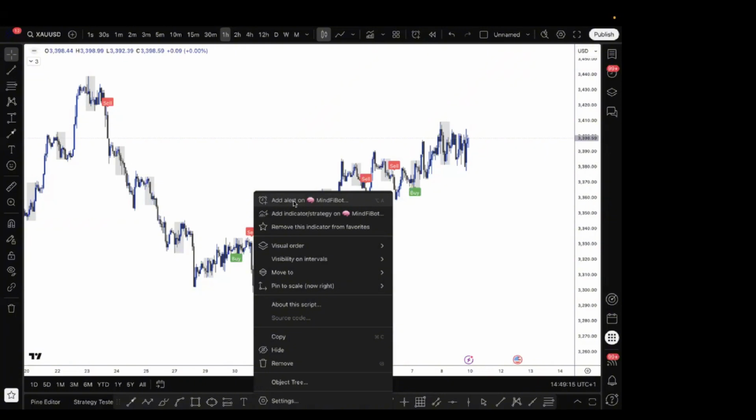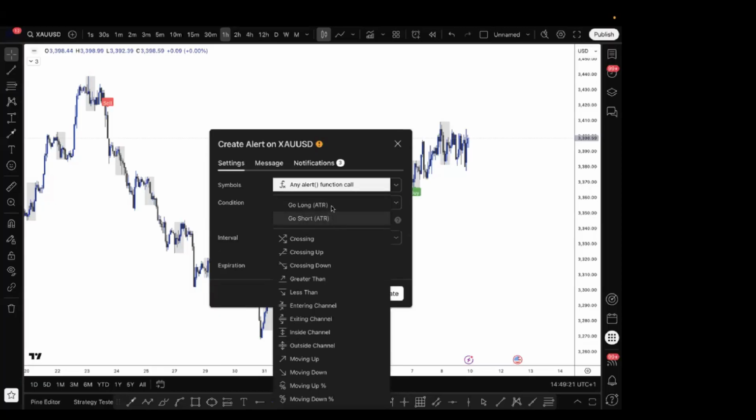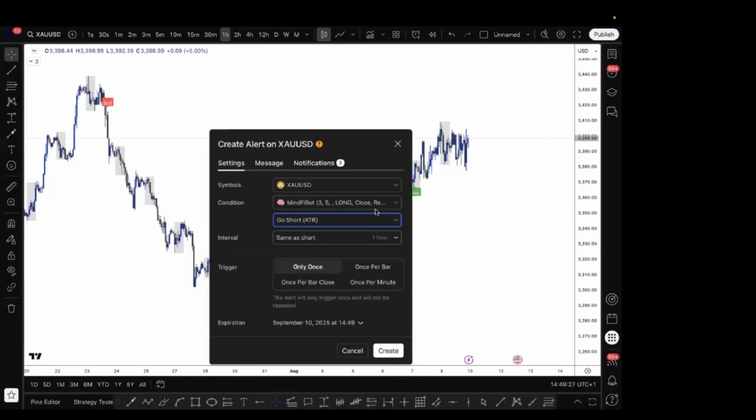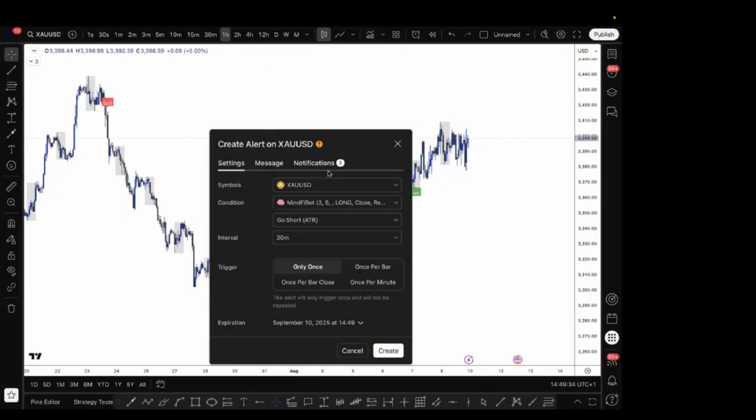So you put add alert on MindFiBot. When you do that, it comes to this condition: go long or go short. Go long is buy, go short is sell. So if it's go long, or if it's go short, you put the time frame. You can see this is 1 hour. So you can put it for 1 minute, for seconds, for 10 minutes, for 30 minutes.